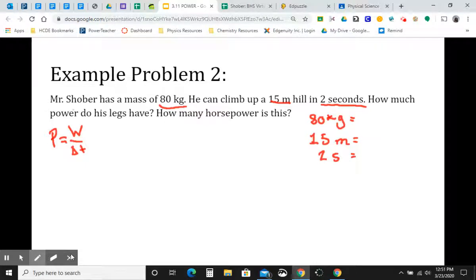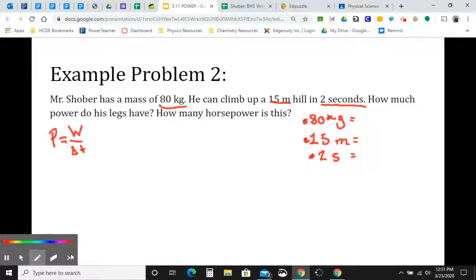Okay, so here's another problem about power. I'm going to assume you already remember our power equation from before. But what we need to do is make sure we know what our information from the question is. So that's what these three numbers here are.